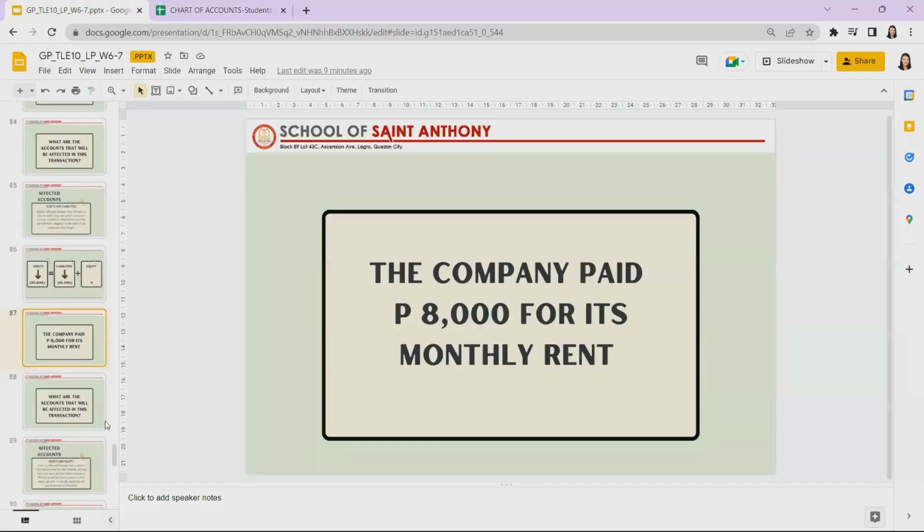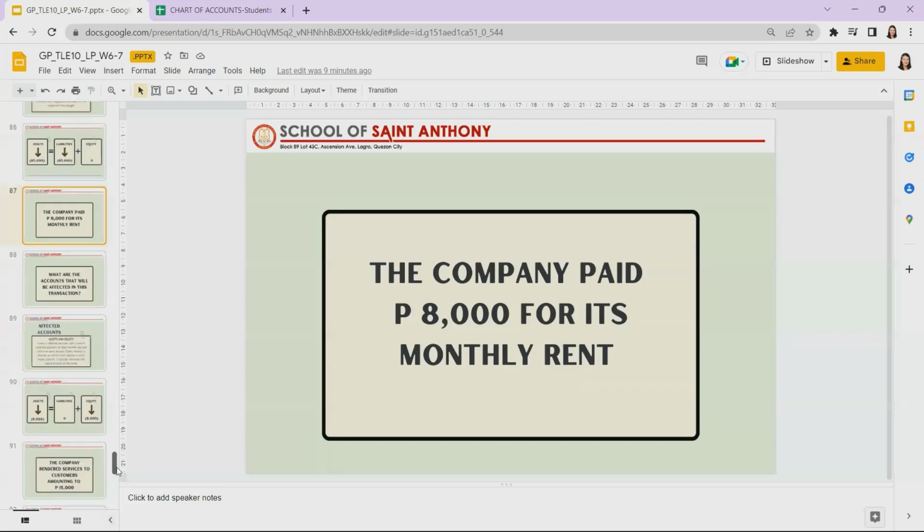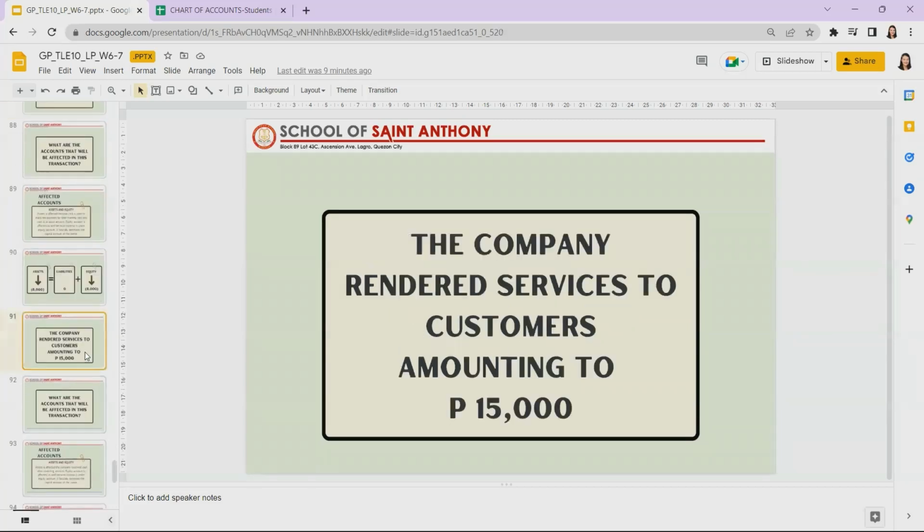Let's have the last business transaction. Sample here is when the company rendered services to customer amounting to 15,000. Again, the company rendered services to customer amounting to 15,000. Nag-render ka daw ng service, ibig sabihin, nagtrabaho ka. Pag nagtrabaho ka, ano magkakaroon ka ng, kapag tayo nagtrabaho, kikita tayo. Ano yung kita? That's an income. Magkakaroon tayo ng income.